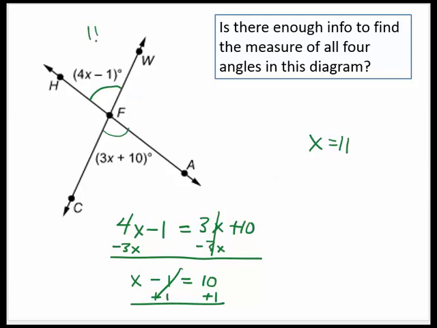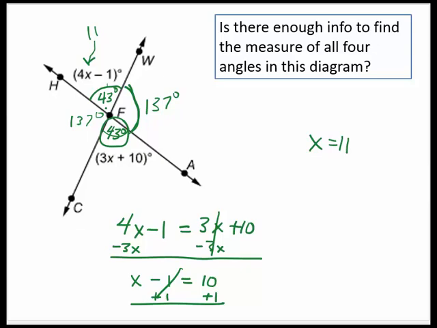So let's put 11 in for this x right here. 4 times 11 is 44, minus 1 is 43. So this angle is 43 degrees, which means this angle right here is 43 degrees. And then we could find the measure of the angle adjacent to it, which means next to it. We could figure out the measure of this angle, because this 43 degrees plus this angle has to add up to 180, because those two angles are supplementary. And what would that be? I think it'd be 137 degrees, which means this one over here is also 137 degrees because vertical angles are congruent.